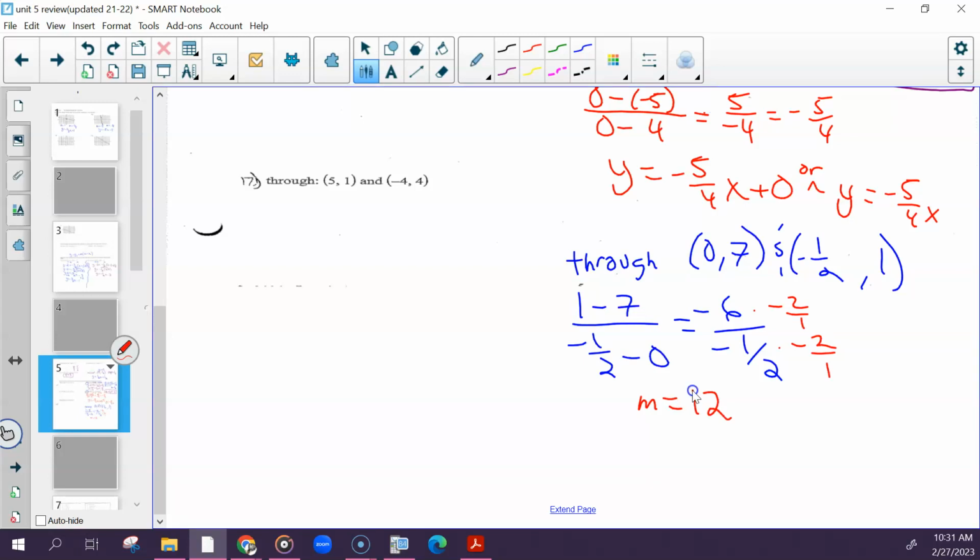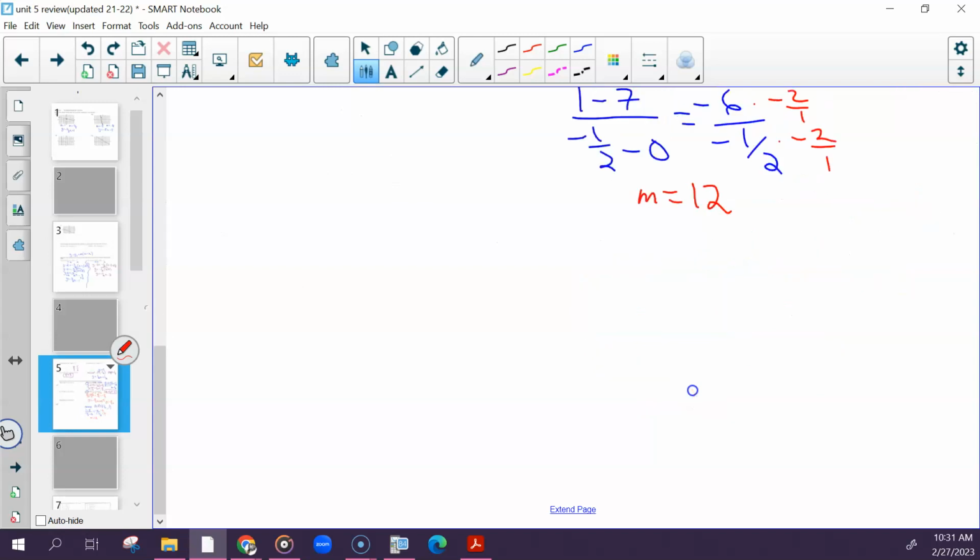Are we given our y-intercept here? Yes. What is it? 7. So then y equals 12x plus 7. So always be on the lookout. If you're given your y-intercept, don't do extra work. But if you're not, make sure you are doing your work. Other questions on this page? If not, go on to the next one.